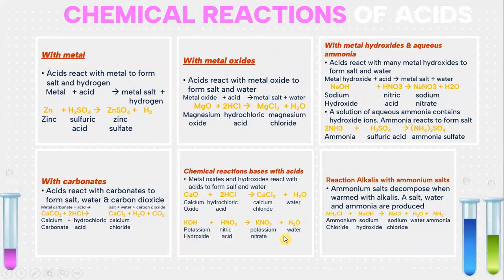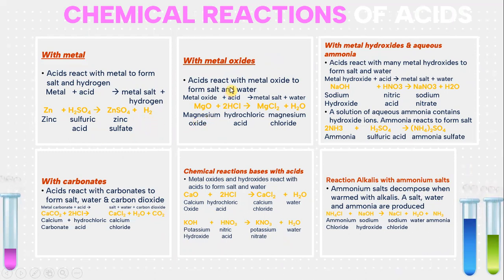Chemical reactions of acid. When acid reacts with metal, it forms salt and hydrogen. You can see from this equation: metal plus acid forms metal salt plus hydrogen. The example given here is zinc plus sulfuric acid, H2SO4, to form zinc sulfate, ZnSO4, plus hydrogen, H2.